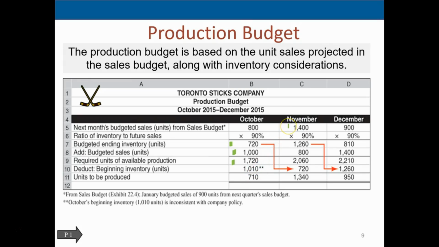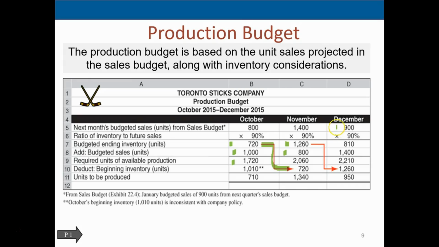And then in November, we're going to take a look at the next month's budgeted sales times the same 90%. That gives us our estimate that we want in ending inventory. Again, we're going to add to that what we think we are going to sell in units. That will give us the required units of available production. And then we're going to subtract from that, and you can see that's coming from here, the beginning inventory, which of course was the ending inventory for the prior month. And that will give us the units that we need to produce for November.